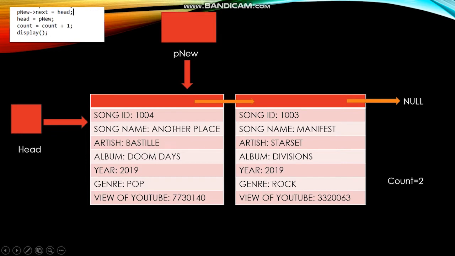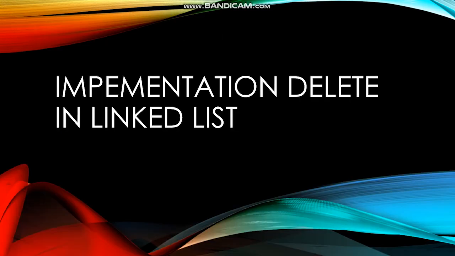So the new data will be inserted in front of the head. The old node will keep pointing to null. And then the count will increase, and adding doesn't have a limit as long as your computer memory is not full. Now we proceed to the next implementation, deleting a node in the linked list.